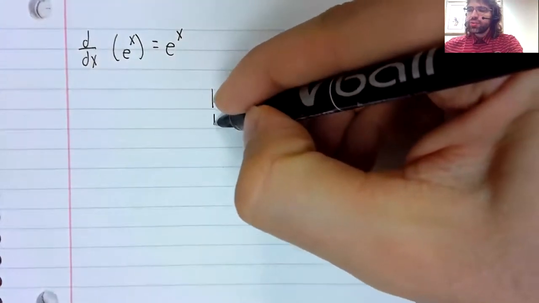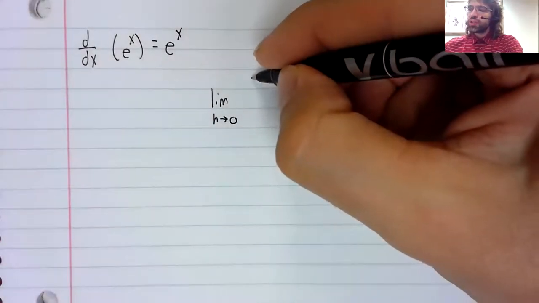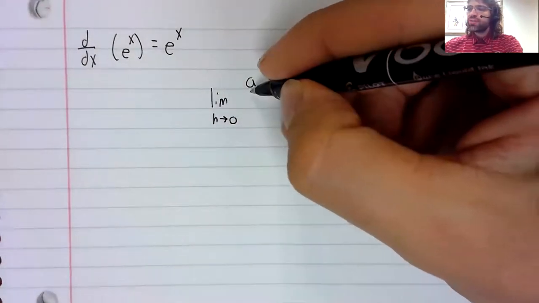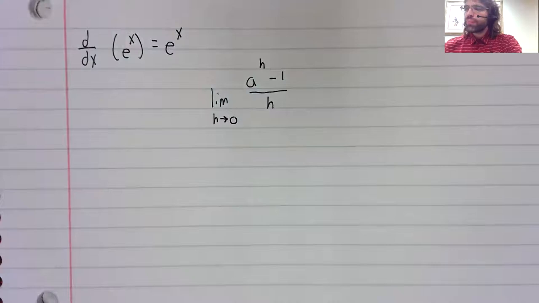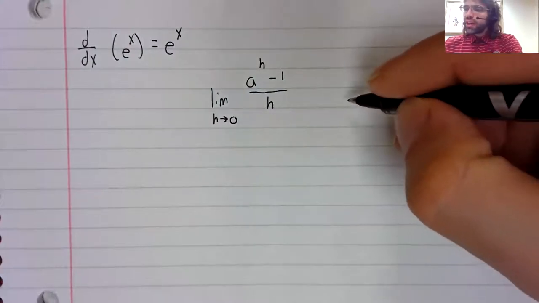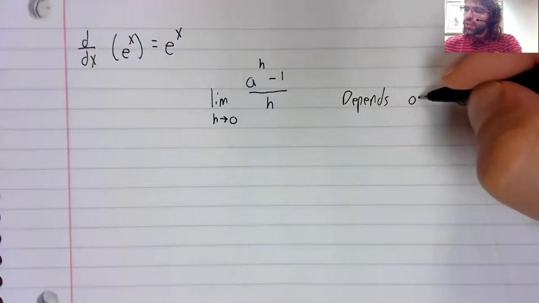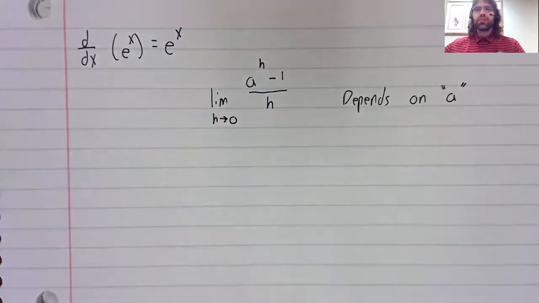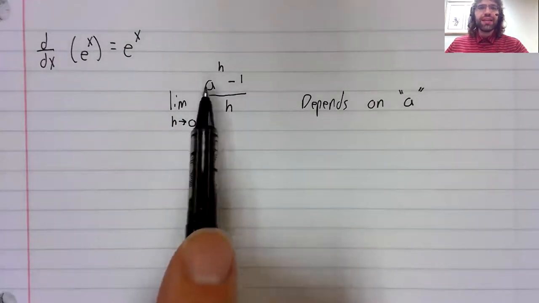Suppose I ask you for the limit as h approaches 0 of a to the power of h minus 1 divided by h. Well, you would probably say correctly that there's no one answer to this question. This limit depends on what this constant a is.